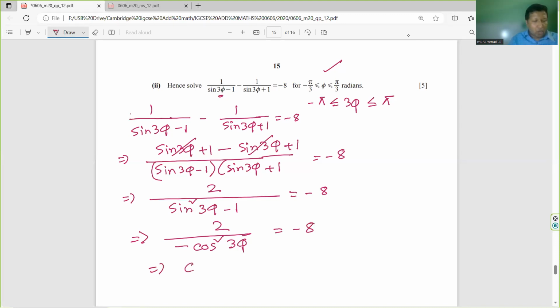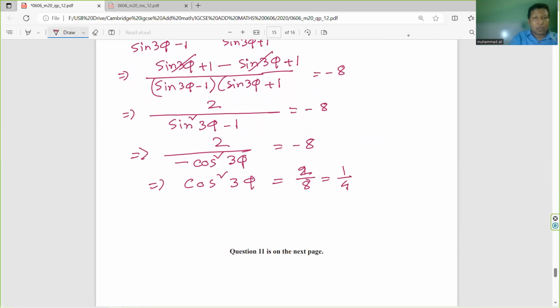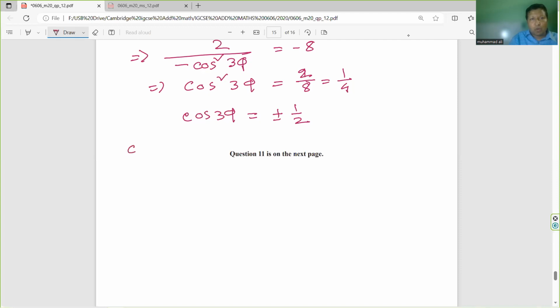So we can write cos square 3 phi equals 1 by 2 by 8, the minus signs cancel, that means 1 by 4. So we can write cos 3 phi equals plus or minus 1 by 2. Now we will write cos 3 phi equals plus half, and also cos 3 phi equals minus half. Remember, all our results come in radians.